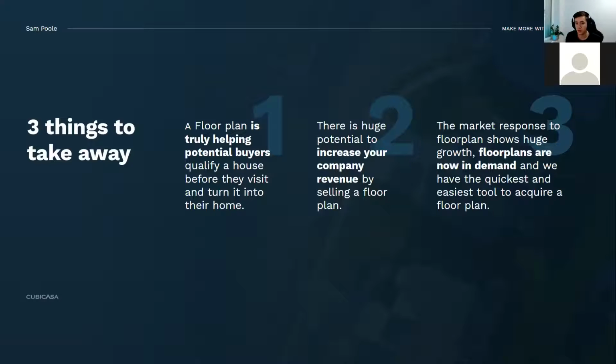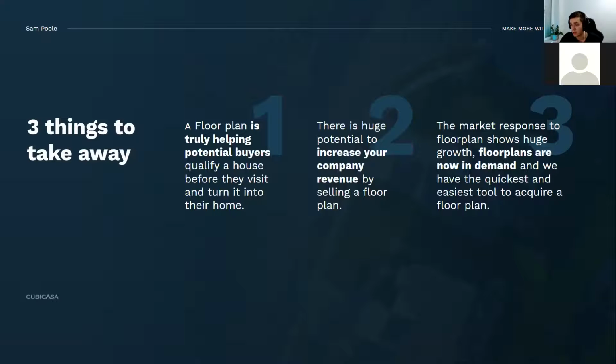Further to that, it's actually qualifying people before they visit that home. So people have already seen the layout and the pictures and the video and the trail of the home. Once they've seen that floor plan, they have qualified the space to be a potential living space for them. They've seen the home, they've seen the flow, and they now want to visit it to take it to the next stage, the next step. So they're a qualified lead.